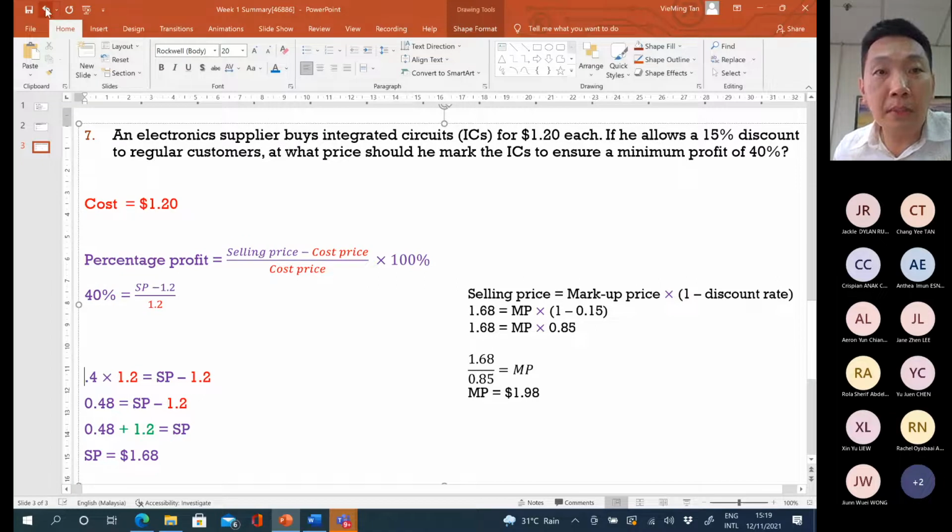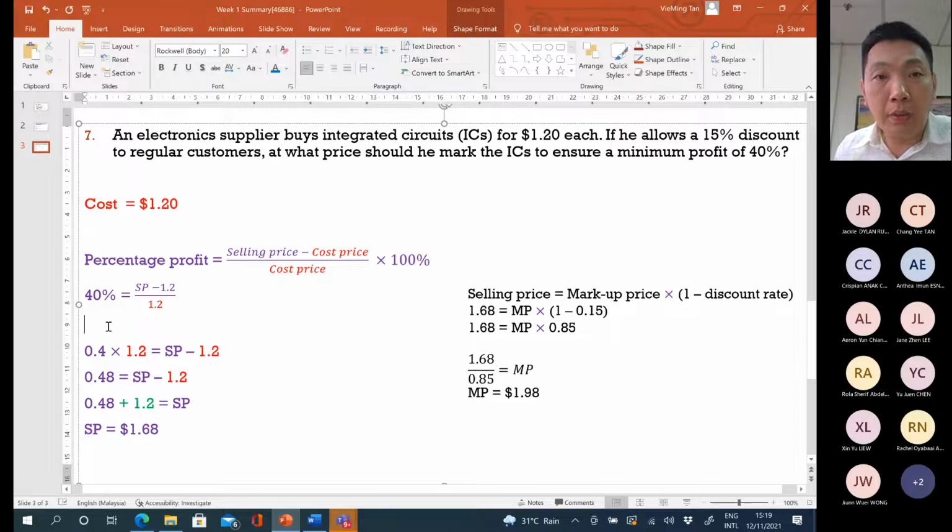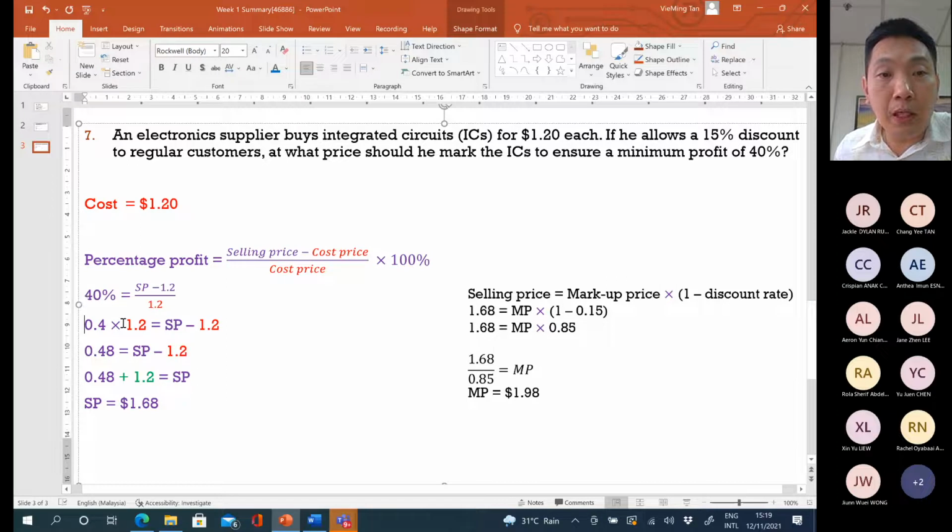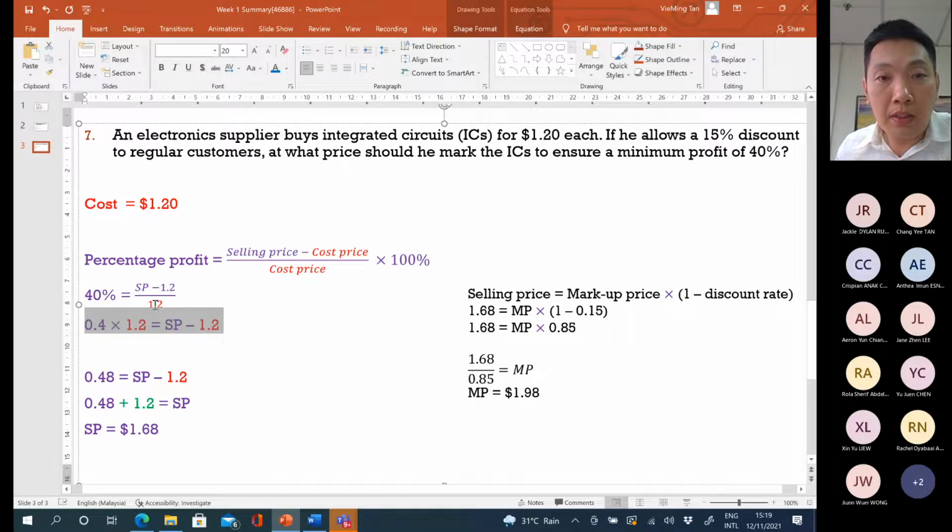You may find that the sign is still positive for 1.2, but now 1.2 becomes a numerator. From denominator it becomes a numerator on the left hand side. This 1.2 is from the right hand side, moved to the left, and becomes multiplied with 40%. Before we move this 1.2, we can simplify this number first. 0.4 multiplied with 1.2 is 0.48.